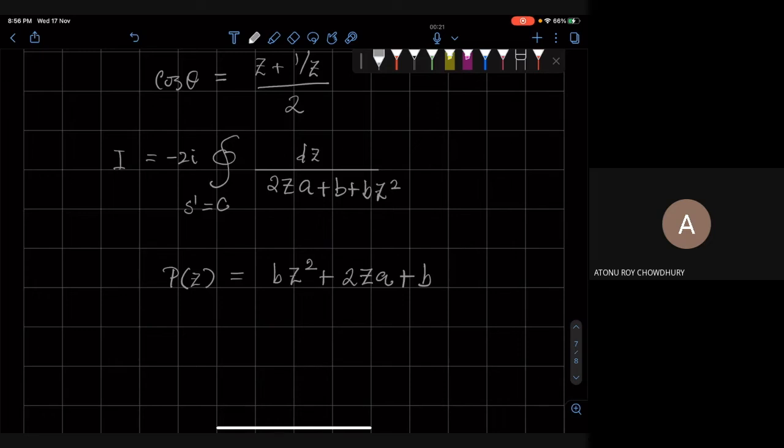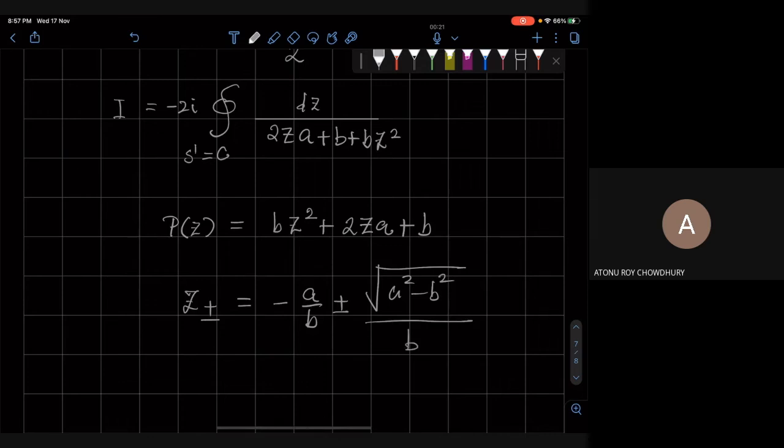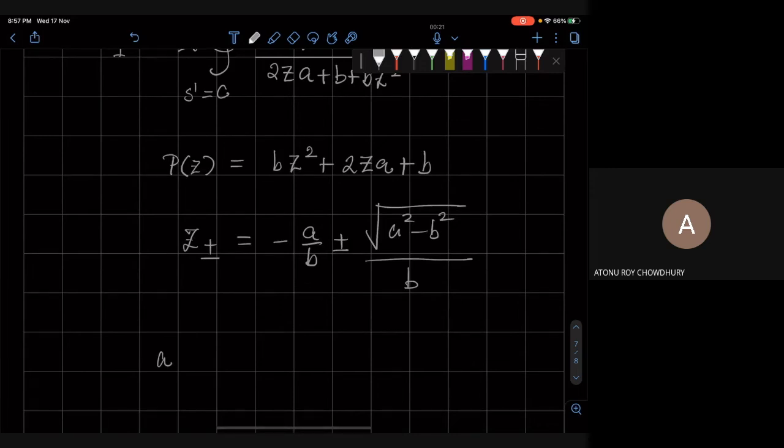Of course, this is just a quadratic equation, so we know how to do that. Then the poles are given by minus a over b plus or minus the square root of a squared minus b squared, divided by b. We're just using the formula for the quadratic equation. But remember that we assumed a is greater than b. So we have 2 poles.